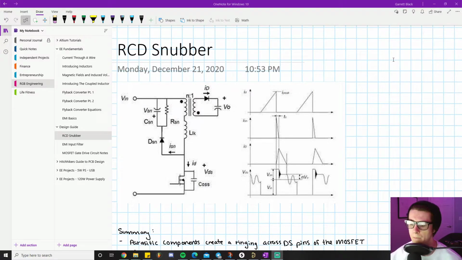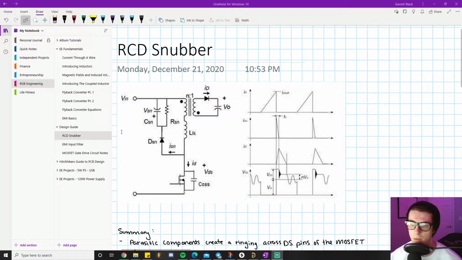So this is where I cover circuits that aren't quite complicated and big enough to warrant their own EE project video, but I still want to go over the circuit's mechanism of action and give some in-depth guides to selecting component values. So the one we're going to be talking about today is the RCD snubber. As you probably guessed, RCD stands for resistor, capacitor, diode.